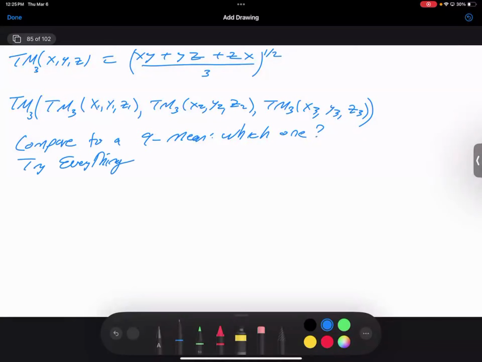I don't know if you've seen Zootopia, right? You'll try everything. There's only on the order of 9 things to try. Does this equal one of them? And then you can start putting things in.